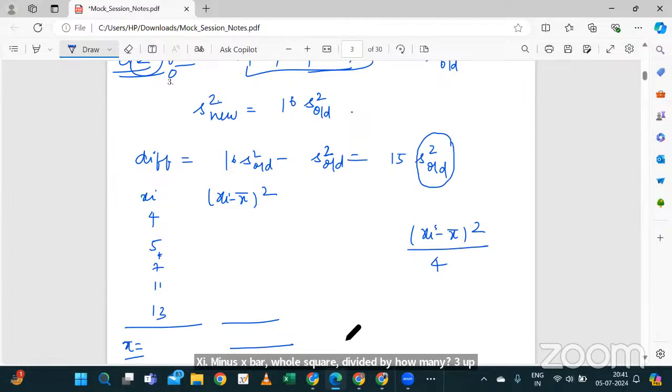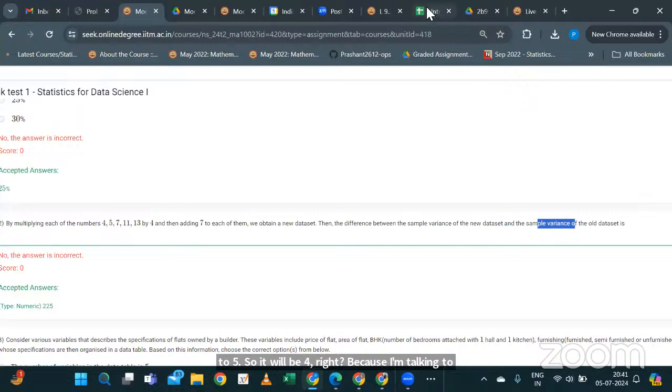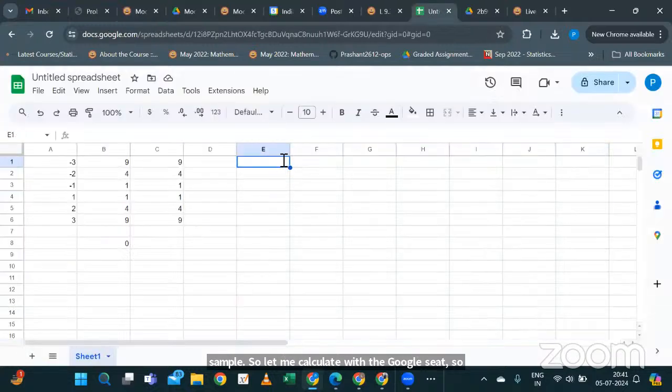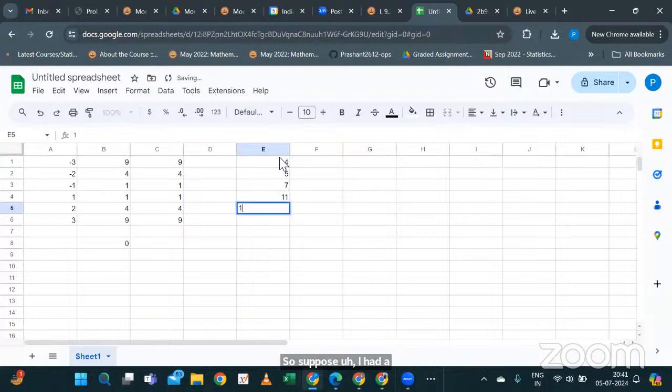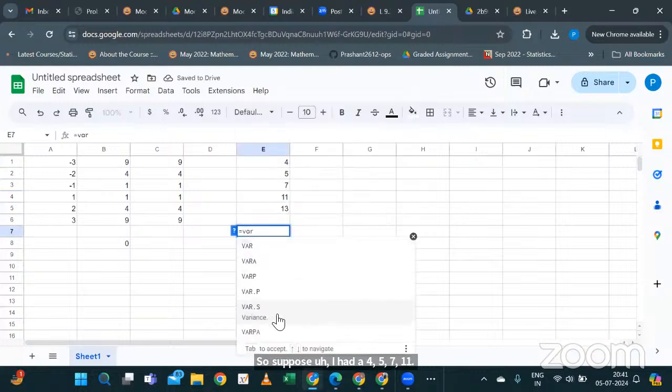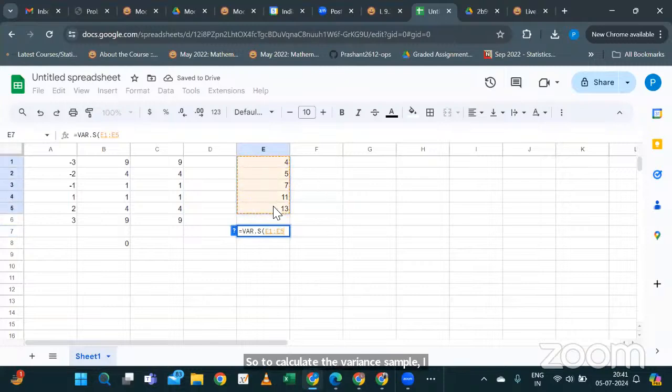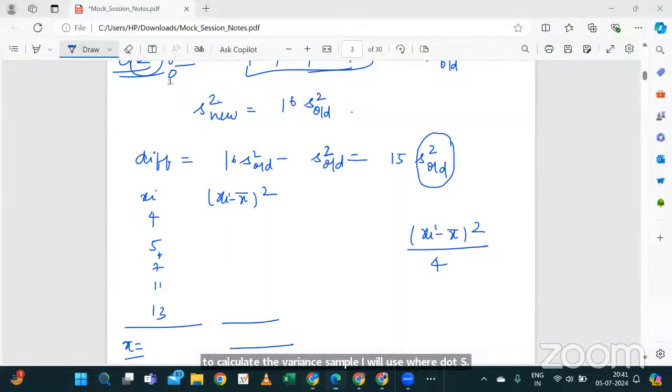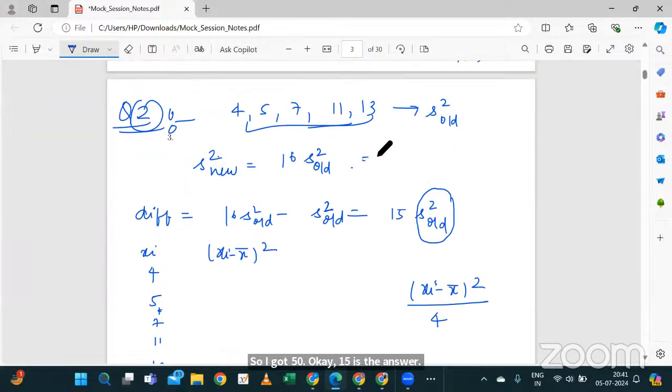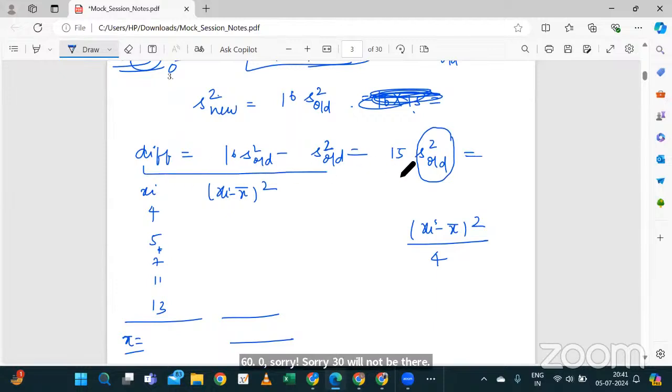So let me calculate with the Google Sheet so that we can save some time. Suppose I had 4, 5, 7, 11, 30. To calculate the sample variance, I will use var dot s. So I got 15. Okay, 15 is the answer. So here it will not be 16; the correct is 15, right? The difference we have is 15 times s square old. So it will be 15 into 15, which is 225. Okay, is this clear to all of you?